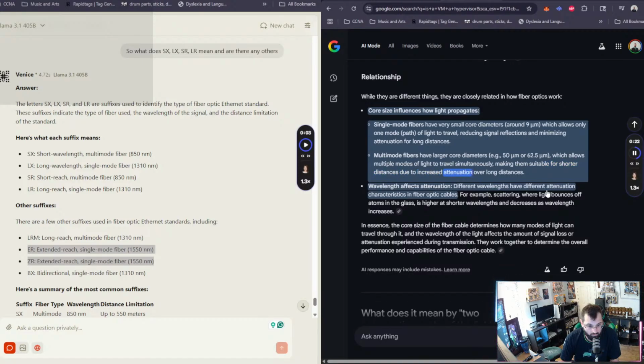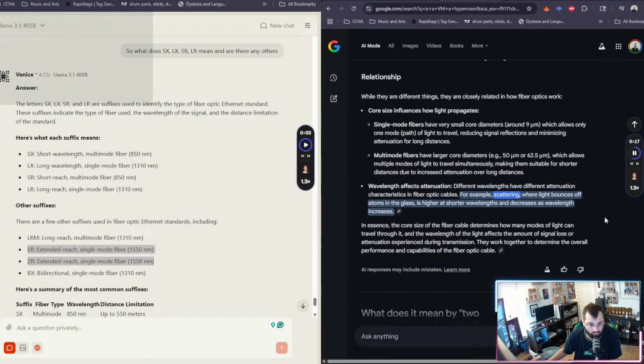Due to increased attenuation over long distances, wavelength affects attenuation. Different wavelengths have different attenuation characteristics in fiber optic cables. For example, scattering, where light bounces off atoms in the glass, is higher at shorter wavelengths and decreases as wavelength increases. In essence, the core size of the fiber cable determines how many modes of light can travel through it, and the wavelength of the light affects the amount of signal loss or attenuation experienced during transmission. They work together to determine the overall performance and capabilities of the fiber optic cable.